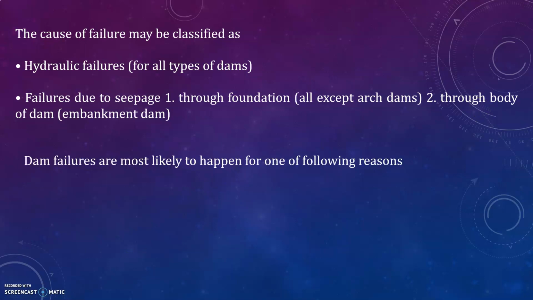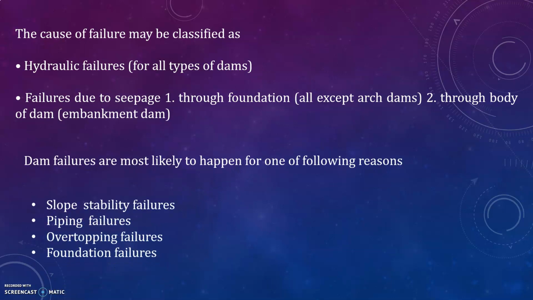Okay, so dam failures are most likely to happen for one of the following reasons. That may be slope stability failures, piping failures, overtopping failures, foundation failures. Already I have told, but we'll see in detail what these failures are, and how the failure of the dam happens because of these reasons.